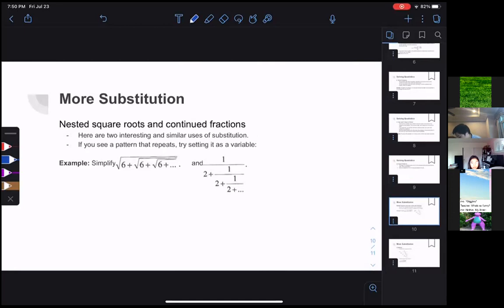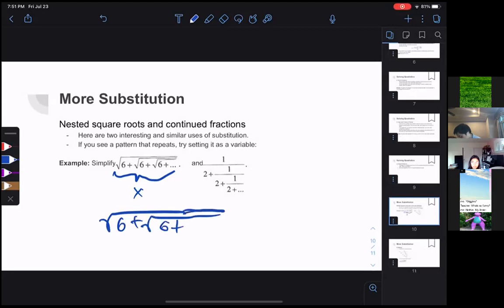So what it means, like, if you have the square root of 6 plus the square root of 6 plus the square root of 6 plus dot dot dot nested like that, then it means it goes on forever. So then if you set this as your variable x, then you see, on one hand, you have that this is x, but then on the other hand, you also know that this small part inside is x. So then you can set up an equation like that.